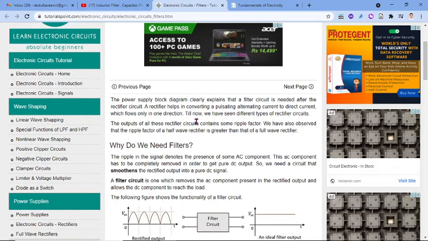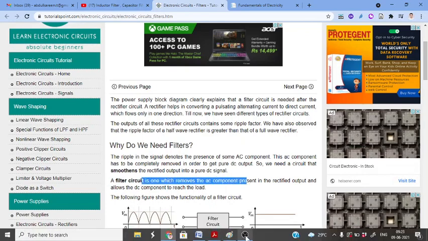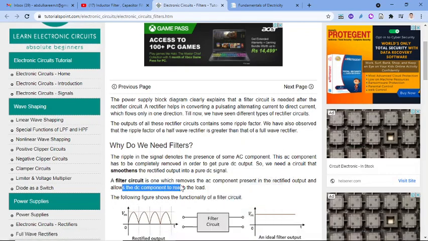Because of the ripples. Ripple in the signal denotes the presence of some AC component, and we have to remove this AC component to get a pure DC output. So we need a filter circuit to smoothen the rectified output to a pure DC signal. We can define a filter circuit as one which removes the AC component present in the rectified output and allows the DC component to reach the load.